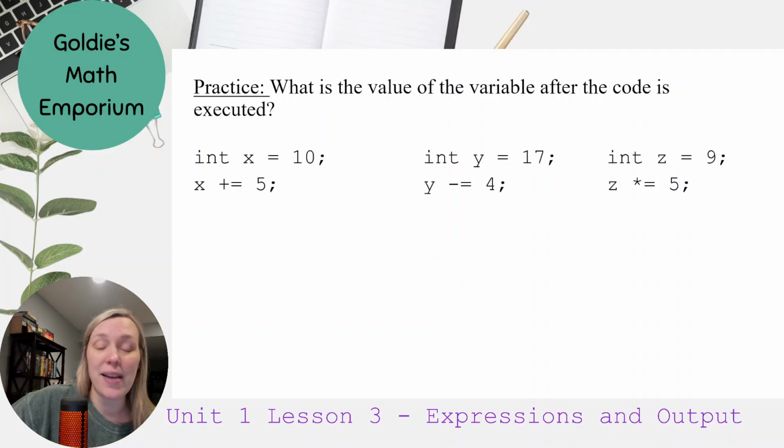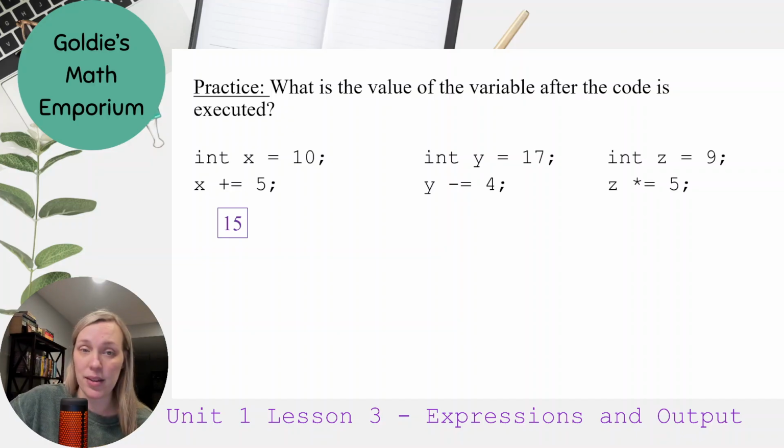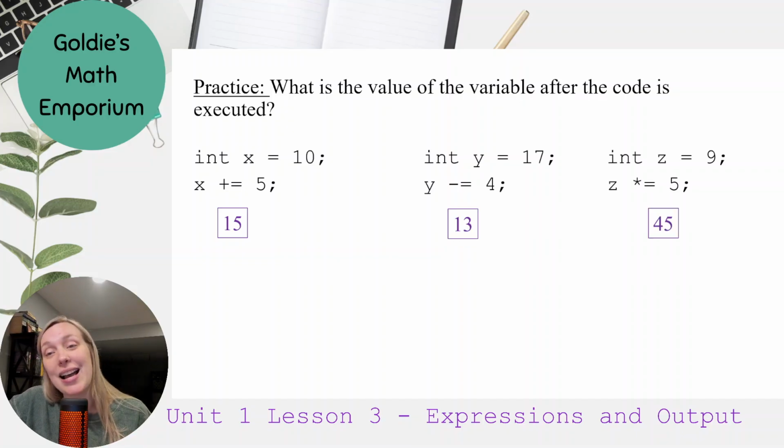But x, the value of x is 10. We add 5 to it, so x is 15. y is 17. We subtract 4 from it. y is now 13. z is 9. We times it by 5. z is now 45. Okay.